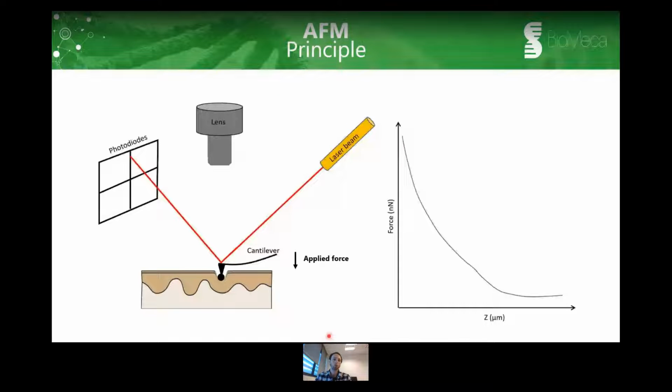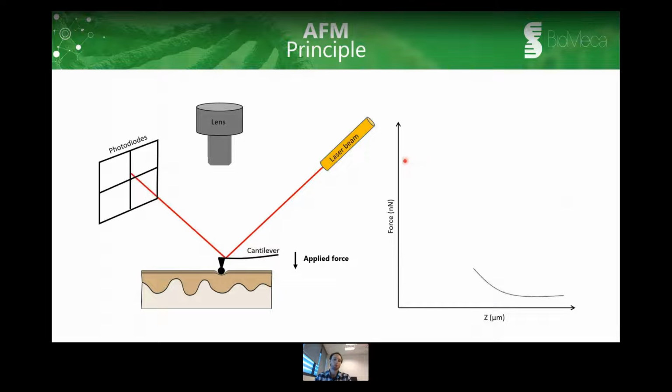The data that we obtain from this kind of acquisition is this kind of curve, which is a force indentation curve. As you can see on this graph, we have different stages on the curve. The first one is a flat curve corresponding to the approach stage, where the cantilever is not in contact with the sample. Then we have an exponential curve corresponding to the indentation stage of the cantilever into the sample.